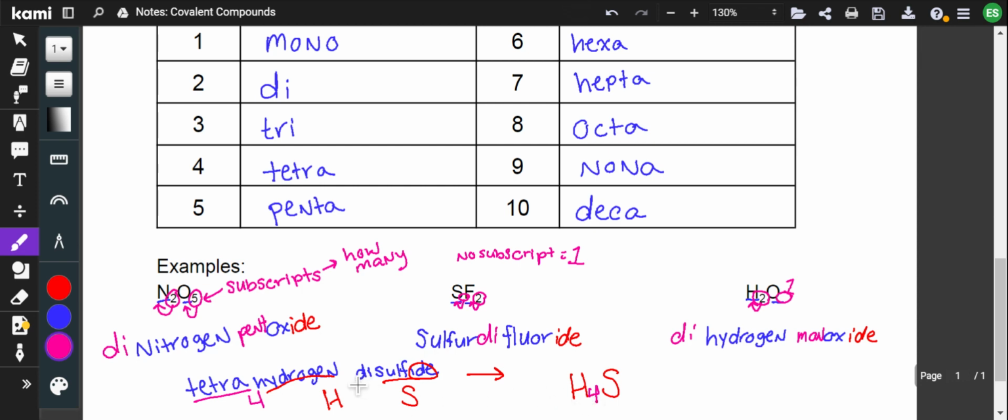Okay, same thing for this one here. Di, we know that di means 2. We should be very familiar with that one right now. So after the S, because we're referring to how many sulfides, there should be a 2. H4S2. And this would be our formula for the name tetrahydrogen disulfide.